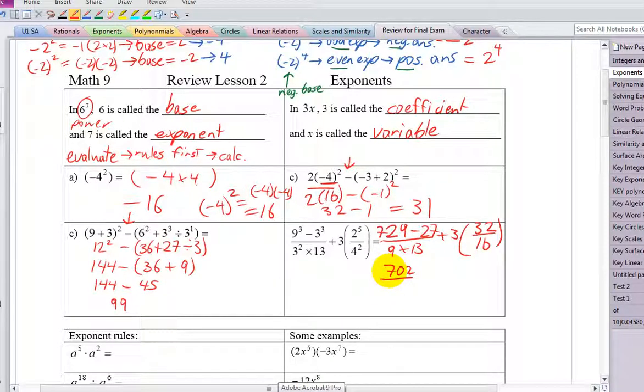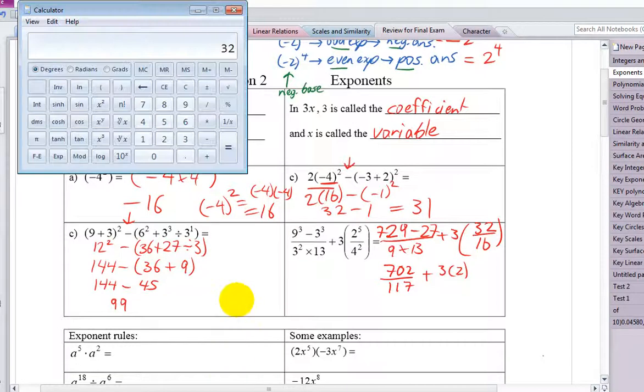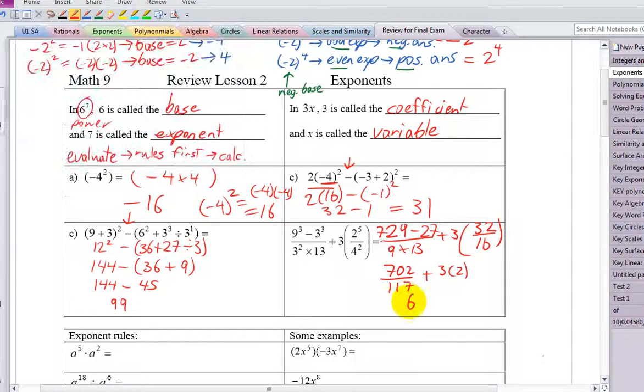What's 9 times 13? 9 times 12 is 108. Wait, what is it? 117? Yeah, I'm pretty sure. 12 for the last one? Yeah. I totally did not come up with that.